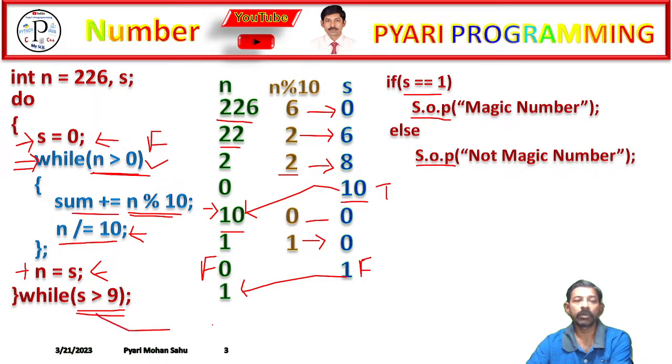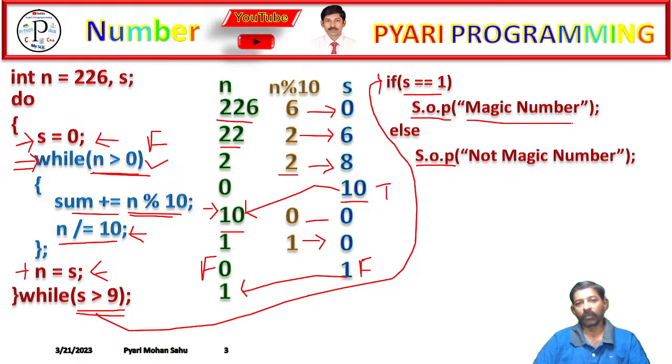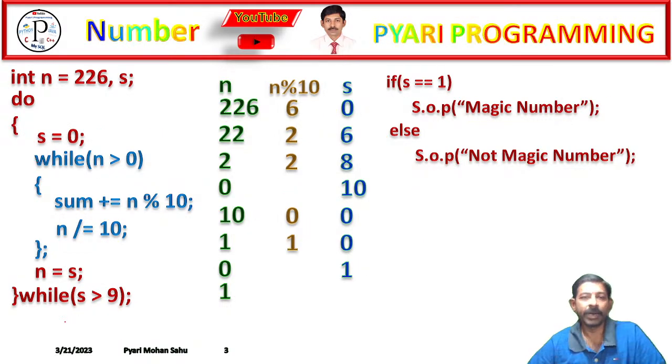Once I come out of this loop, I will check the condition. Sum is equal to 1. It is true. So it is a magic number. Hope I am clear to everyone. I will suggest go through it once more to get a better idea.